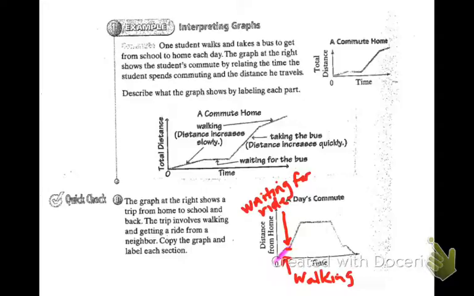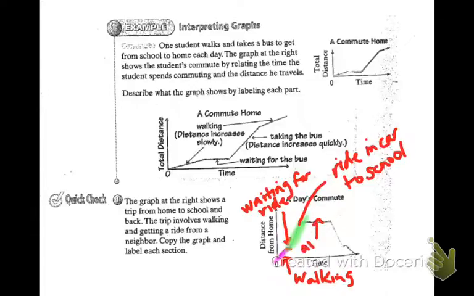The steep area right here, this area right here would indicate your ride to school, where the steepness would indicate an increase of distance from home pretty rapidly. This flat line is when you are at school.